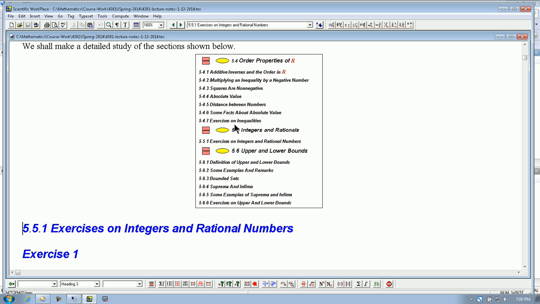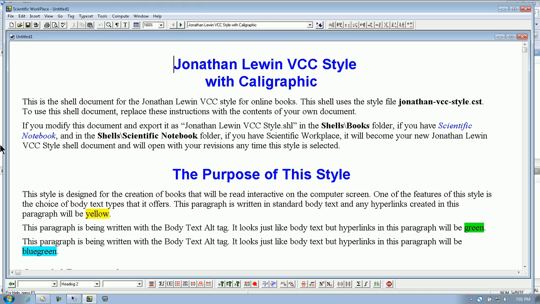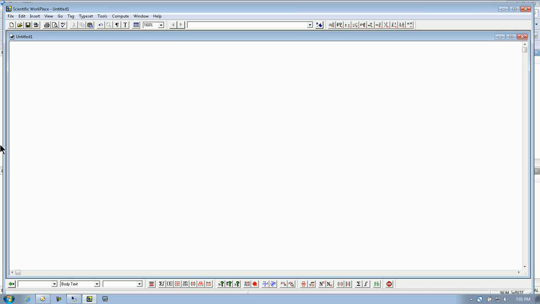Now, I want to tell you about surds. So let me just make a new document, because I do not want you to think that this has anything to do with our lecture notes from today. Rational numbers are what? Fractions, right?